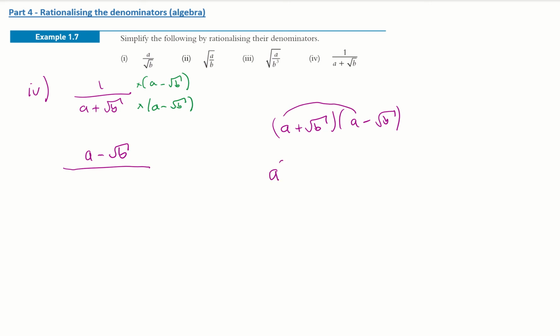A times a is a squared. A times negative root b is negative a root b. Root b times a is plus a root b. And that gives me minus b. Hopefully here we'll see again the fact that these two sum to make 0 means that it'll be rational. So my denominator is just a squared minus b, which has no square roots there, so is a rational number.